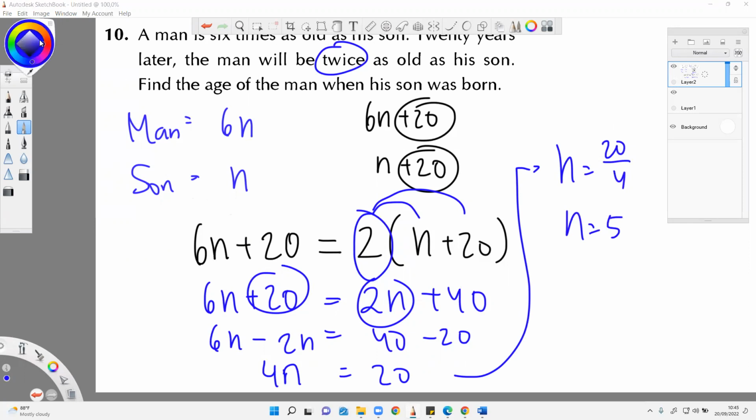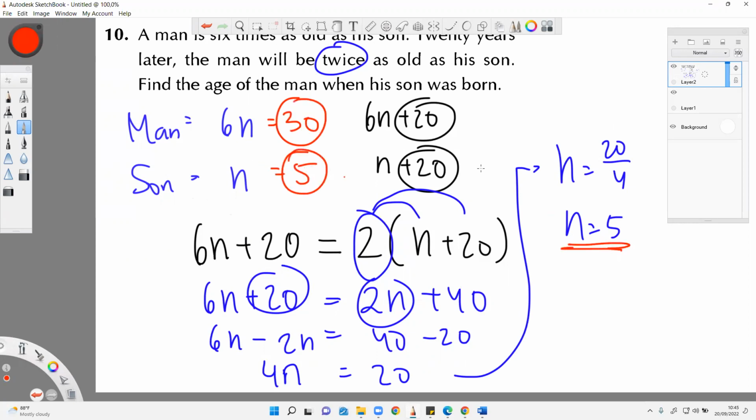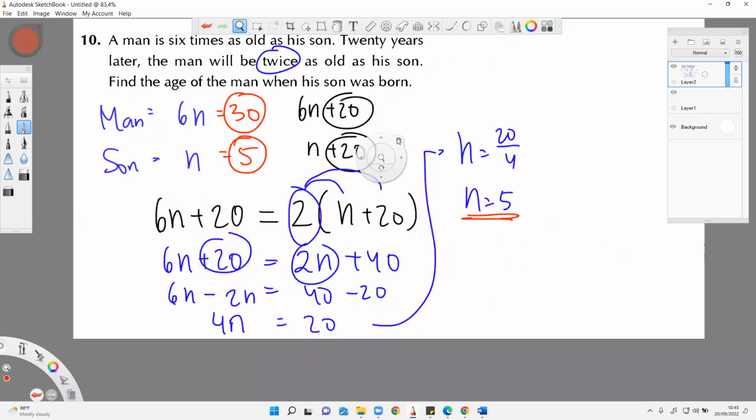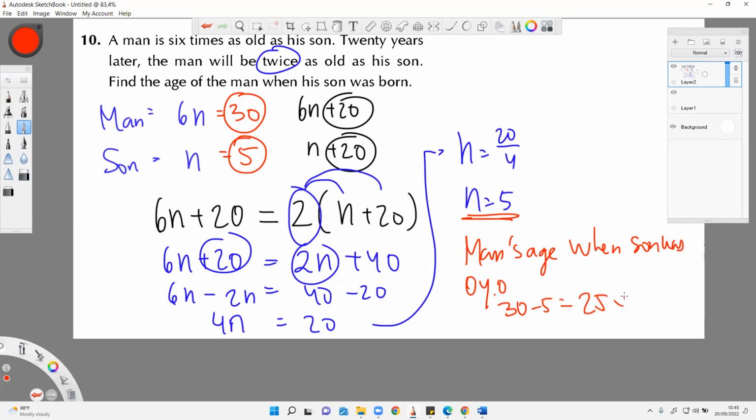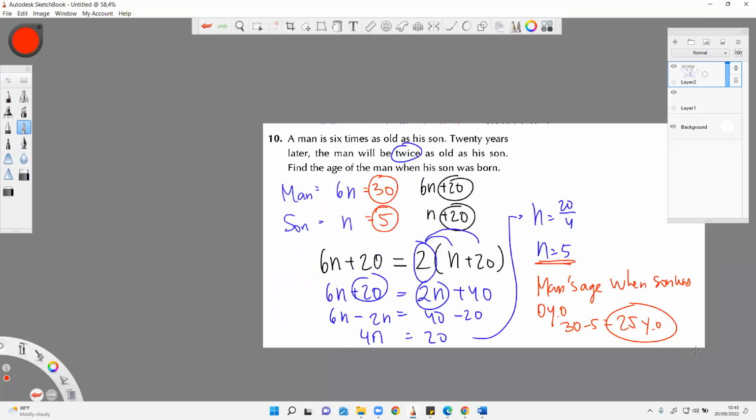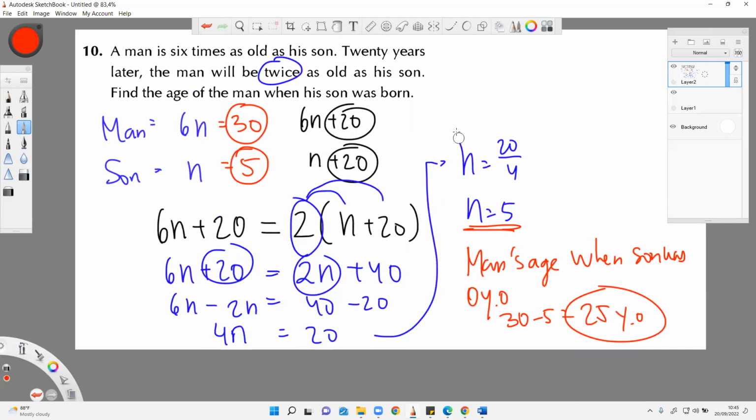So we know that the man is 30 years old. Get it, guys? And the son is 5 years old. But the question is, find the age of the man when his son was born. When he became the father. Yeah, 25. When the son was born, or was 0 years old, right? So you subtract by 5. 30 subtract 5, 25 years old. Okay, you may write it down. And this is for our last examples.